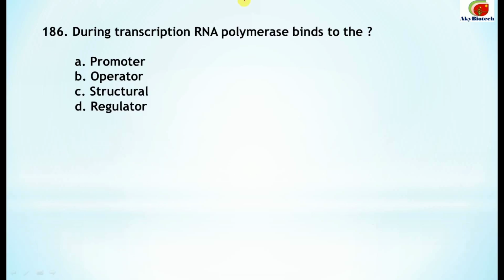186. During transcription, RNA polymerase binds to the promoter during this transcription process.